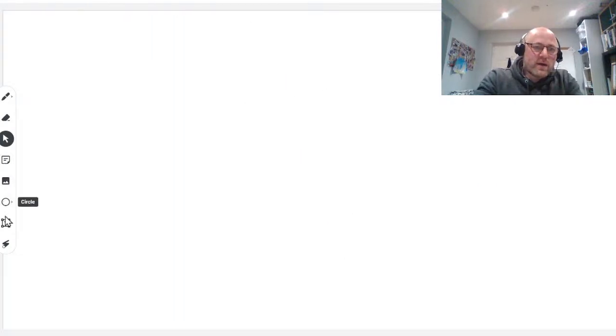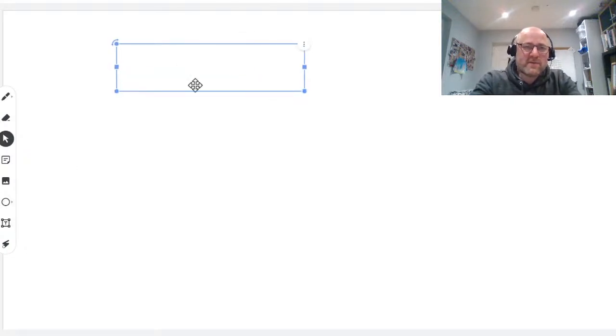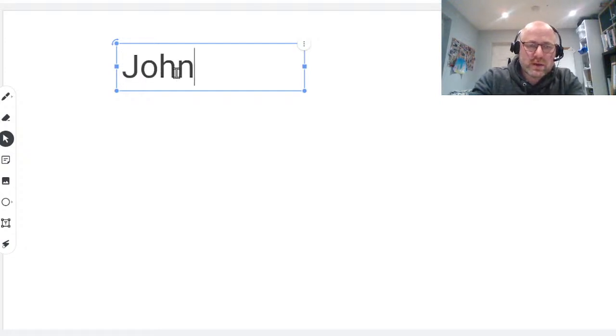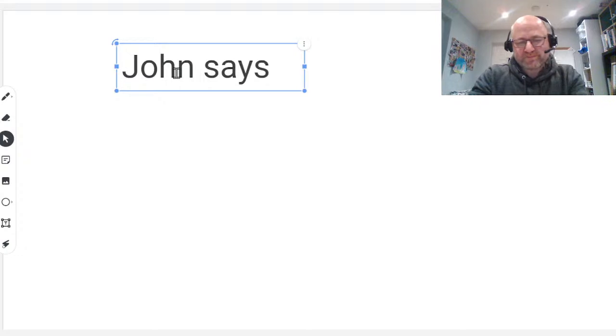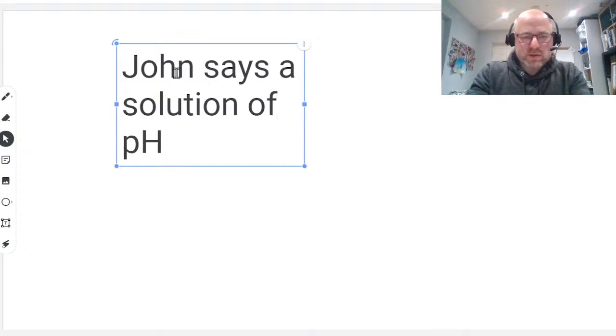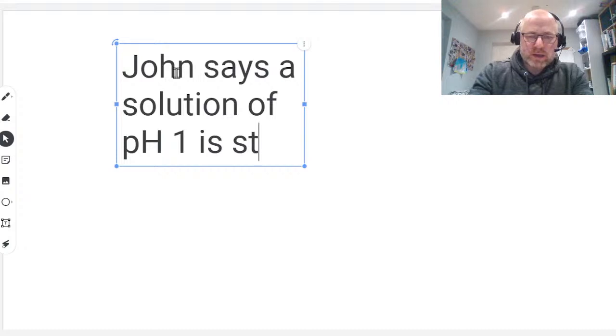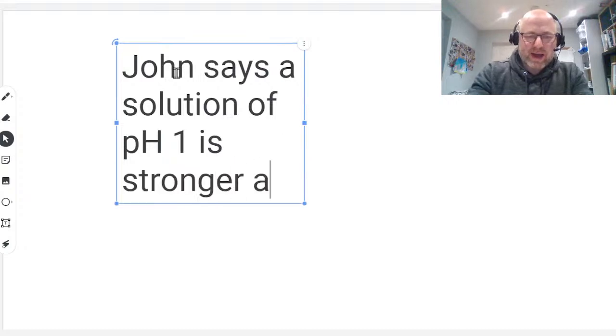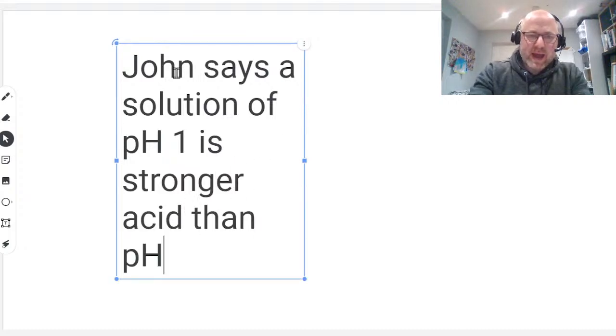Right. This is really important, and this could come up, okay? This is very, very important. So, John says a solution of pH 1 is a stronger acid than pH 3.